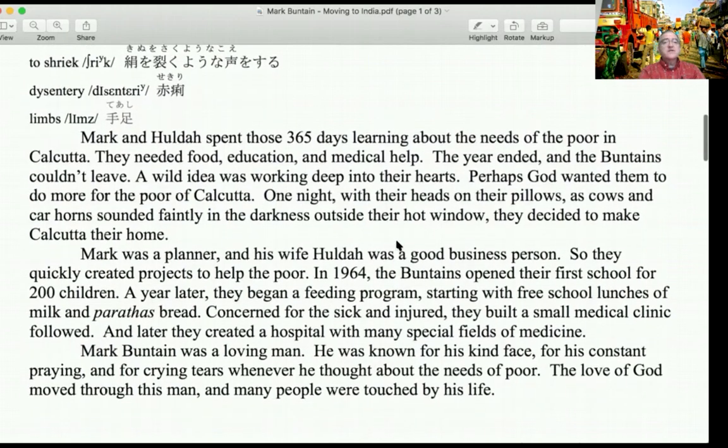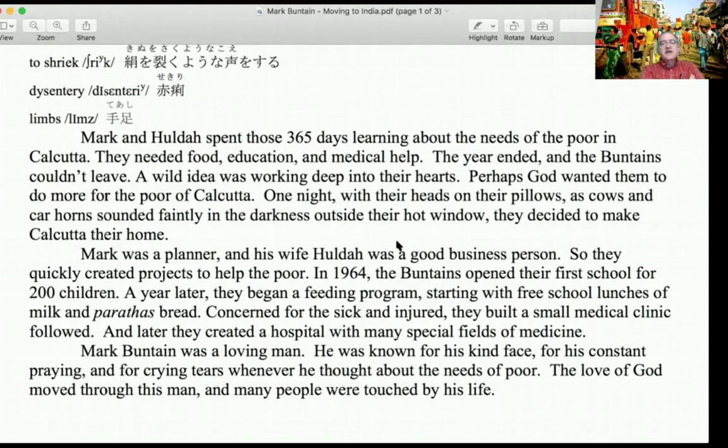Mark and Hulda spent those 365 days learning about the needs of the poor in Calcutta. They needed food, education, and medical help. The year ended, and the Buntains couldn't leave. A wild idea was working deep into their hearts. Perhaps God wanted them to do more for the poor of Calcutta. One night, with their heads on their pillows, as cows and car horns sounded faintly in the darkness outside their hot window, they decided to make Calcutta their home.